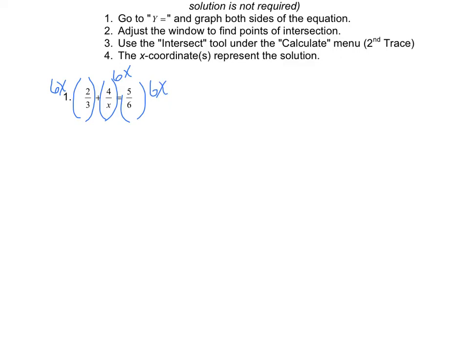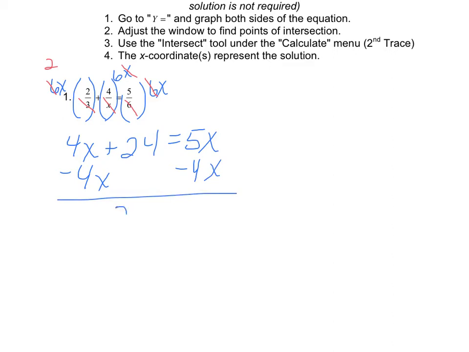Alright, let's see what I can reduce or cancel. 3 goes into 6 twice. X and x cancel. 6 goes into 6. They cancel. So let's see what I have left over. I have 2 times x times 2 is 4x plus 24 equals 5x. Okay, I'm going to subtract 4x on both sides. 24 equals x. So there's my value of x.